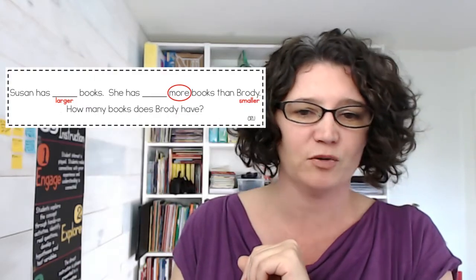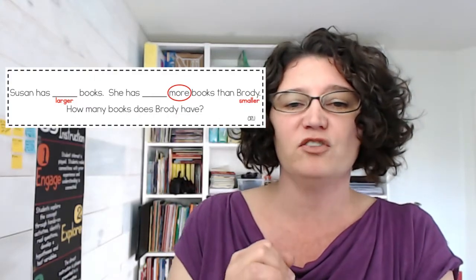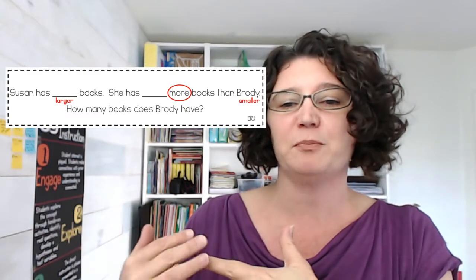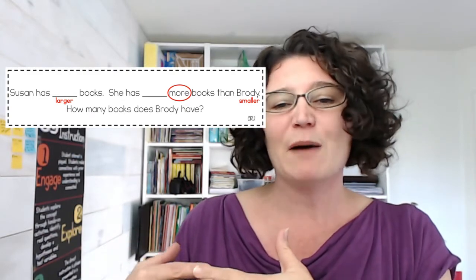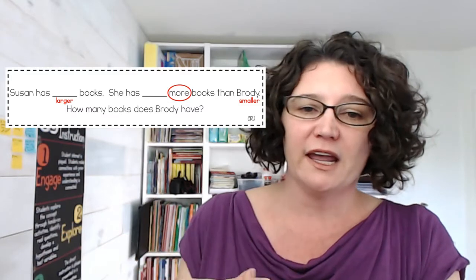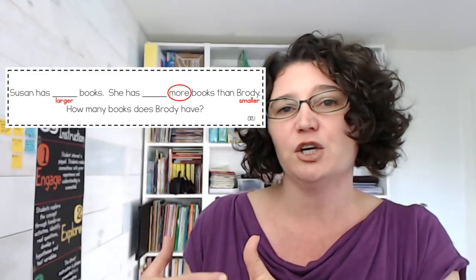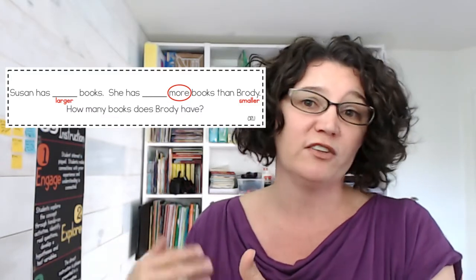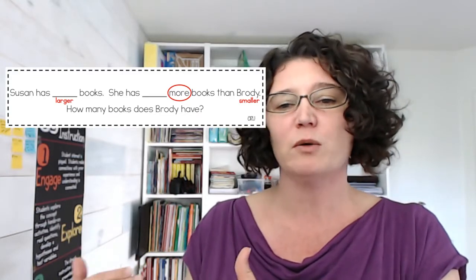Here is the last one that is all marked up, and it says Susan has blank books. She has blank more books than Brody. How many books does Brody have? And again, she has blank books doesn't tell you whether that's the smaller or larger one, so you've got to keep reading. She has blank more books than Brody.